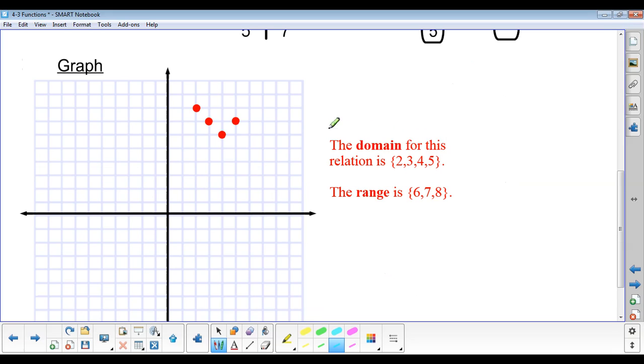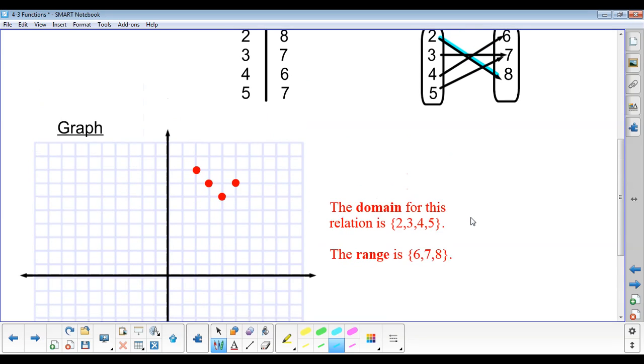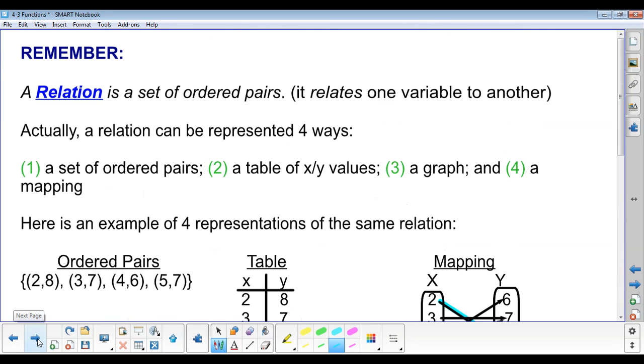Keep in mind that the domain is our x values. So we have 2, 3, 4, and 5. Notice that the domain is really where we're going from left to right. And our range is our y values. We have 6, 7, and 8. It's basically where we're going from the lowest point to the highest point, up and down. And notice that even though 7 appears twice, it's only written once. So that's all a recap from last week.